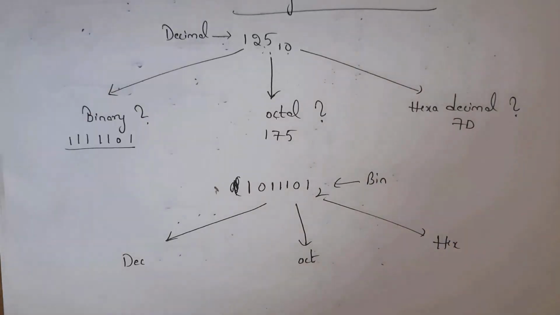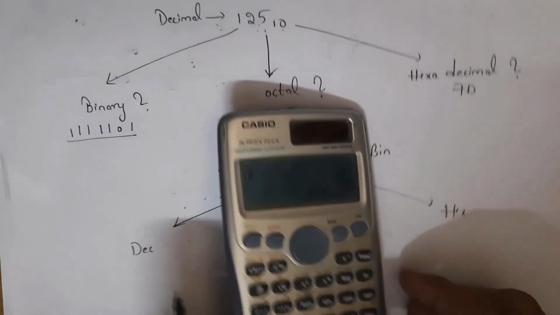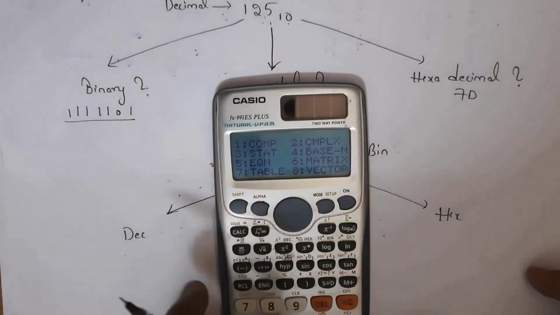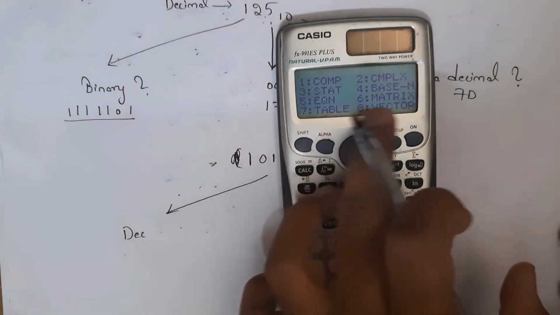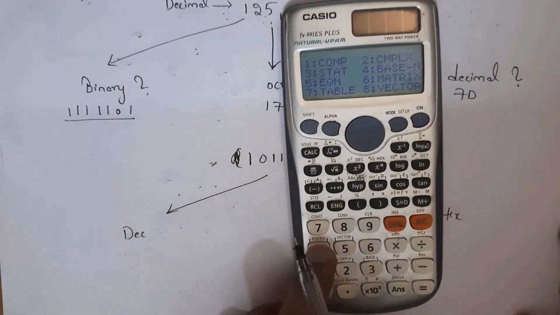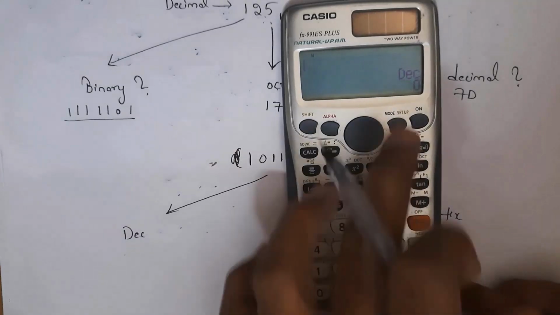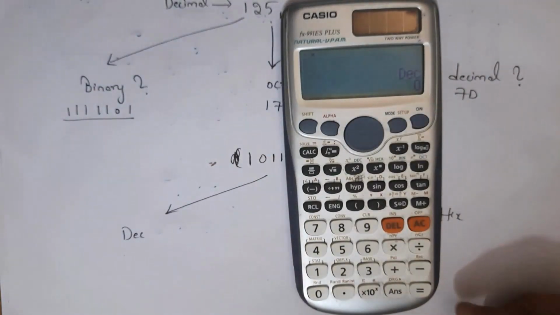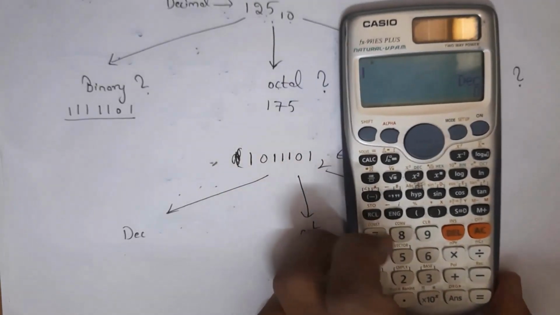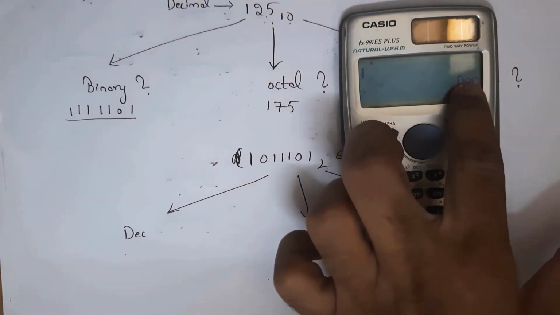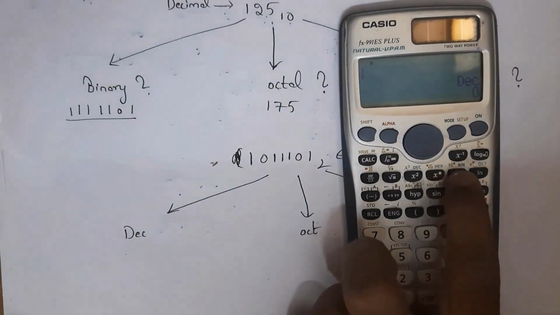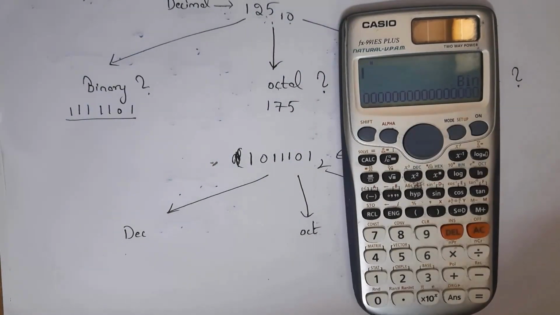For example, I want to convert binary number into decimal, octal and hexadecimal. Let binary number be 101101. I want to convert this number into decimal, octal and hexadecimal. So at first you need to click on mode. Here you can see option that is base n. So click on 4. Here by default it will show decimal. But I want to convert binary number into decimal. So here you need to select binary. Here you can see option binary. Click on it. So now it will show binary.